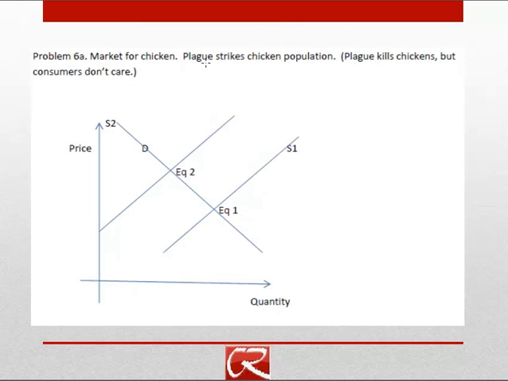So in this case, in 6a, I've supposed that the plague kills some chickens, but essentially consumers don't care. Well, in that case, we have a lower overall level of supply. This S2 should be over here. And a lower overall level of supply is a leftward shift because left is less and right is more. And so we move from equilibrium 1 to equilibrium 2. We have an increase in prices and a decrease in the quantity transacted.